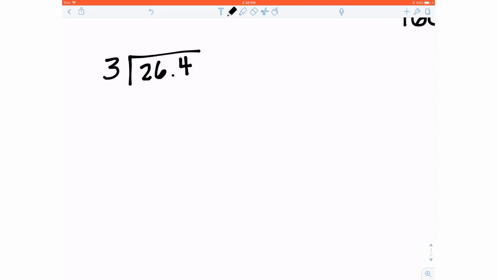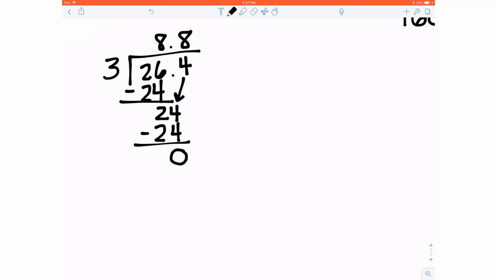3 goes into 26. Well, we know that 3 times 8 is 24, so we're going to put an 8 up here. 3 times 8 is 24. 26 minus 24. 6 minus 4 is 2. 2 minus 2 is 0. Now we get to our decimal point, which means we're going to put it up here, okay, behind the 8. Now that we've done that, we're going to bring down our 4. 3 goes into 24 once again, 8 times, okay? 3 times 8 is 24.